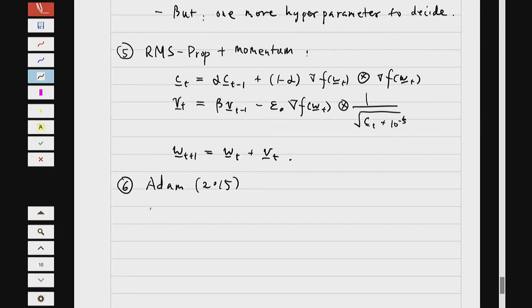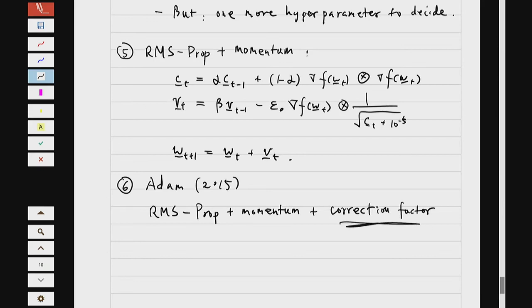Adam is nothing really special. It is a bit more complicated to explain here. But all that we need to know is that it is essentially RMS prop plus momentum with some adjustment. It's a rather tedious adjustment. So that's why it's good to have those libraries. You just call the function and that's it. You don't think about what it does inside. There's some rather messy correction factors that they put in.